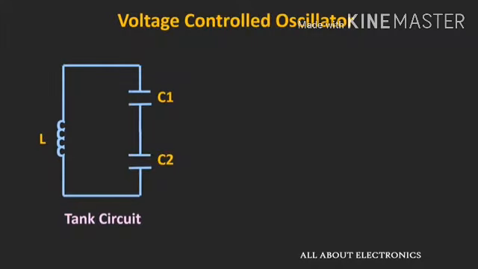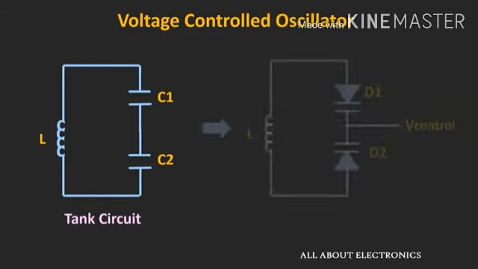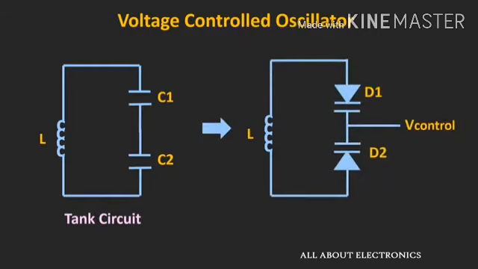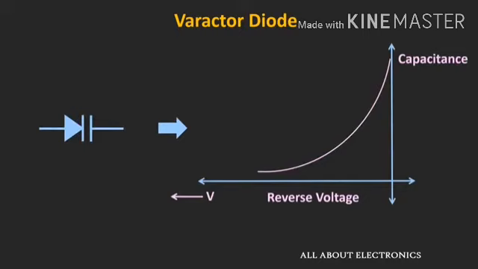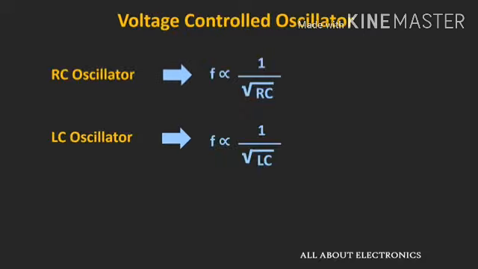In the tank circuit of the Colpitts oscillator, if the capacitors are replaced by varactor diodes, then it can be used as a VCO. The varactor diode acts as a variable capacitor. That means as we change the applied reverse bias voltage across this diode, the capacitance of this diode will change. And by changing this reverse bias voltage, we can change the oscillator frequency.